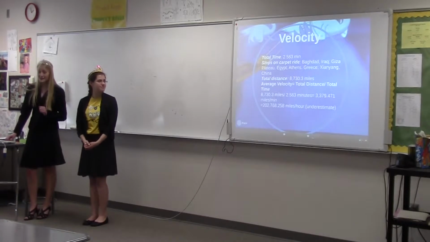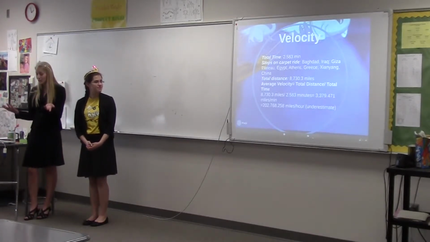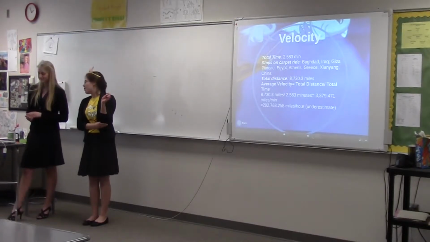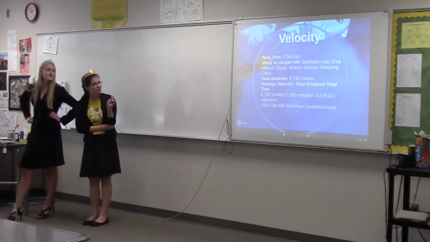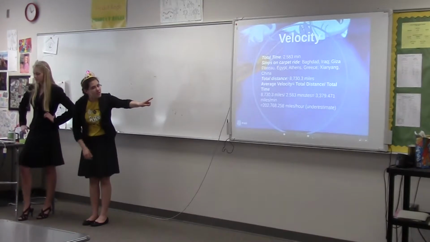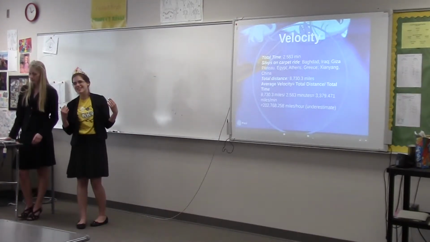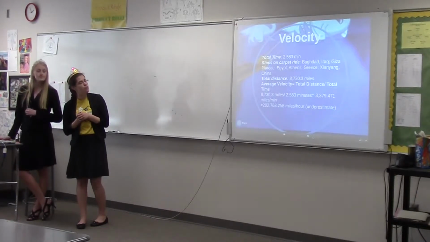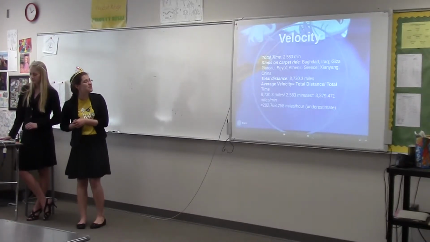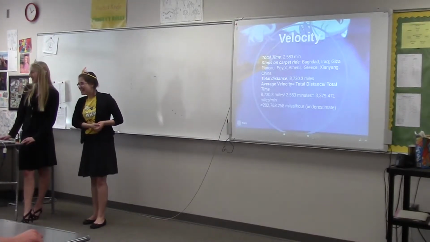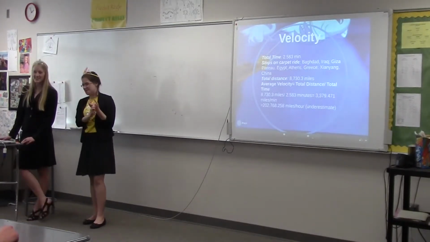Exactly. So average velocity is the total distance divided by the total time. So just how fast were they going, Brianna? According to our calculations, they were going 3,379.47 miles a minute. So if we translate that into miles per hour, we have 202,768.25 miles per hour. Pretty fast. So their hair should not look pretty.